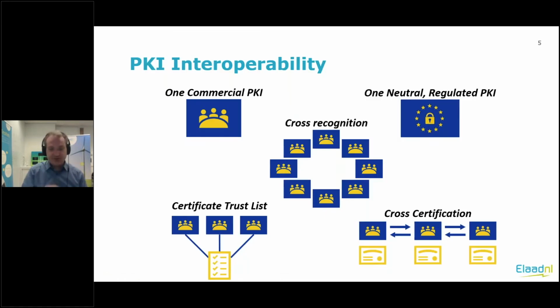This is a picture you might have seen previously. These are different variants of setting up a PKI, which you can use for ISO 15118. We have different ones: you have the one commercial PKI, you have a neutral regulated PKI, you can have cross recognition, cross certification, and a certificate trust list. Now I will go over them one by one.